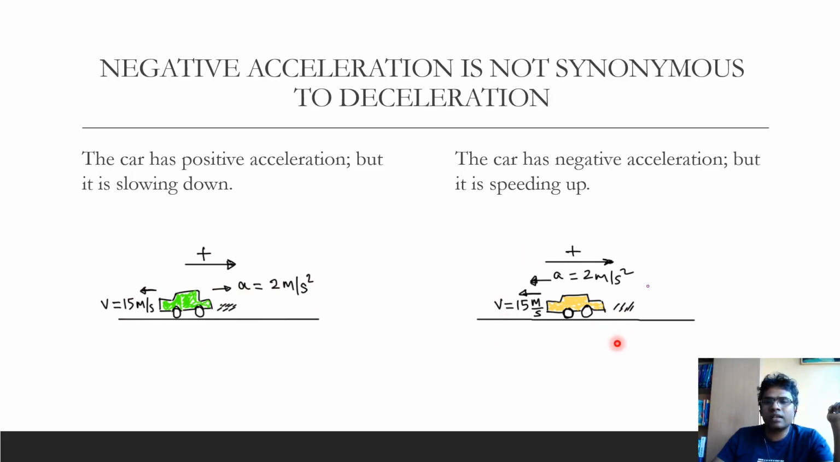In the second case, the driver presses the gas pedal, so he's actually accelerating. So the acceleration is in a direction opposite to the direction that is considered positive. So the car is actually speeding up, but when you think about the acceleration being positive or negative, it has negative acceleration. So this is very, very important to understand. I'm just stressing the point again here.